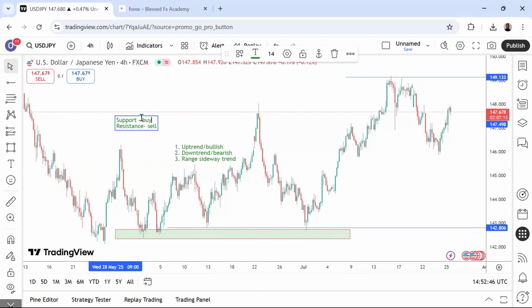Now, it doesn't mean once you see a support zone, you just go on to place a buy. No, we also have what we call entry confirmations. These entry confirmations could be things like candlesticks, sniper entry, and there are so many other entry confirmations. But this is just the general idea. I'm just showing you how to identify the market structure.